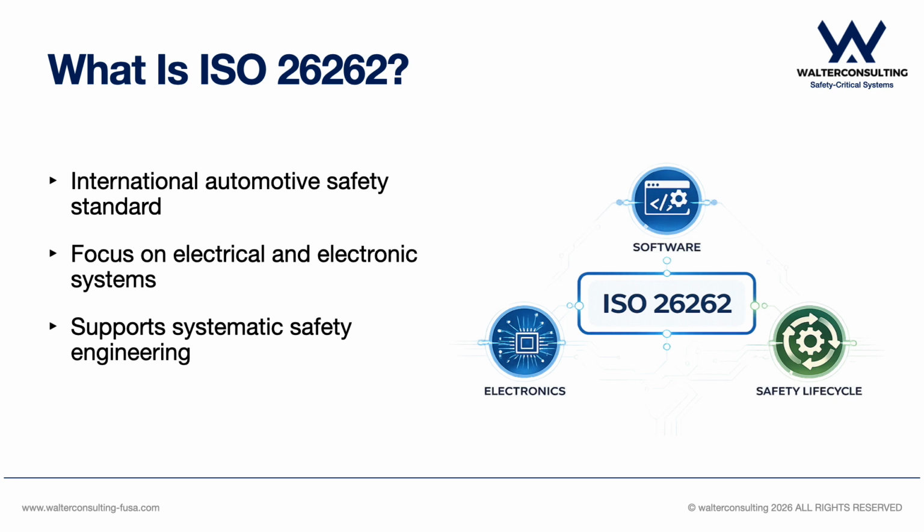ISO 26262 is the international standard for functional safety in road vehicles. It focuses on electrical and electronic systems inside modern vehicles, including the software running on those systems. The goal of the standard is to reduce risks caused by malfunctioning behavior. In other words, ISO 26262 provides a structured framework that helps engineers design safer systems. But to understand this better, we first need to clarify one important concept. What exactly is functional safety?